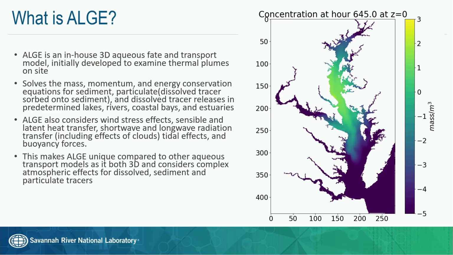Algae can perform these simulations for a variety of predetermined lakes, rivers, coastal bays, and estuaries. We argue that the algae model is unique as it also considers complex atmospheric effects such as wind stress effects, sensible and latent heat transfer, shortwave and long-wave radiation transfer, and this includes the effect of clouds, while also including aqueous physical processes such as tidal effects and buoyancy forces.